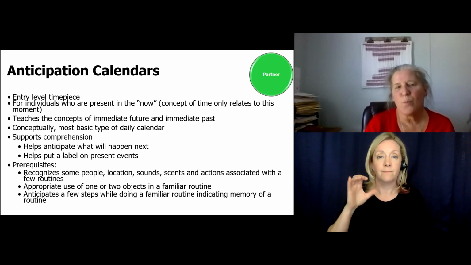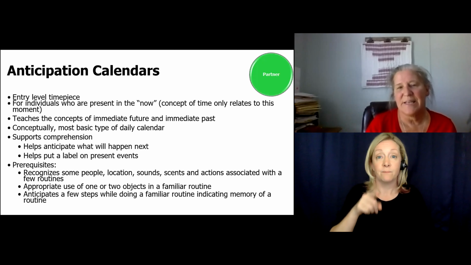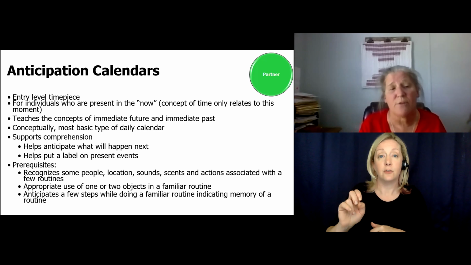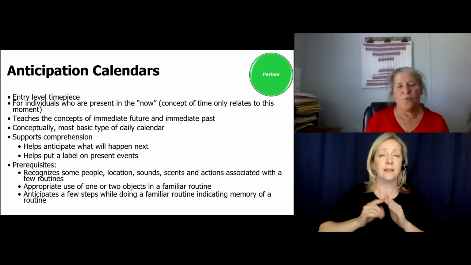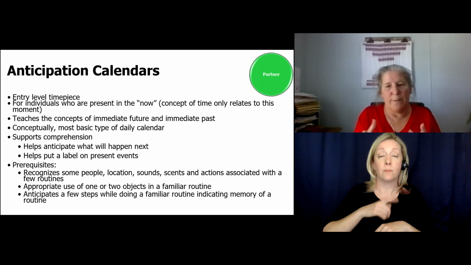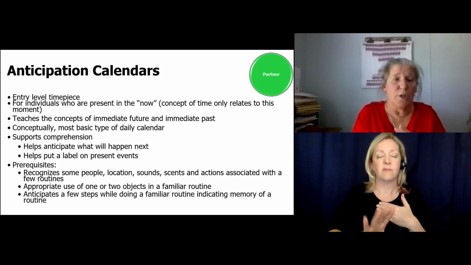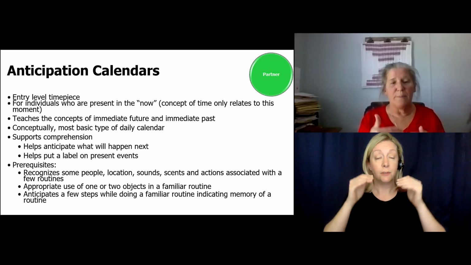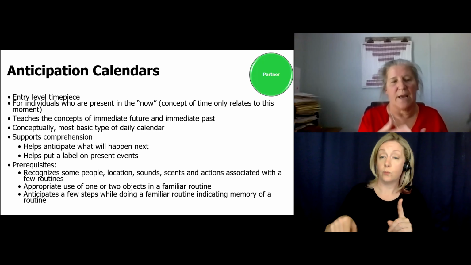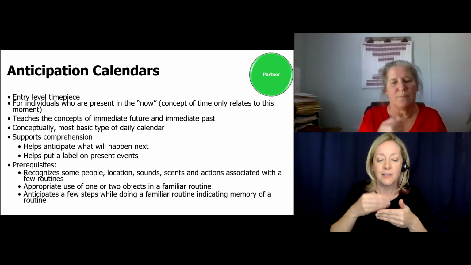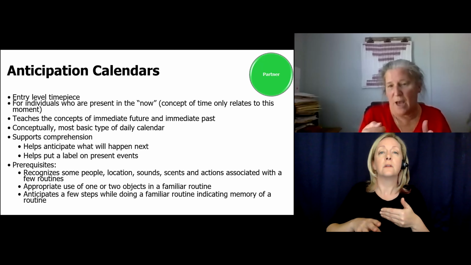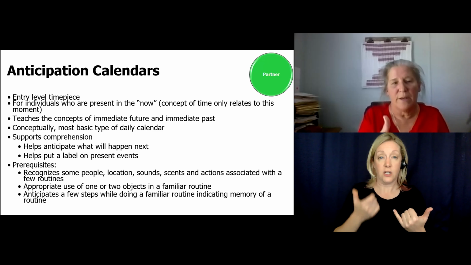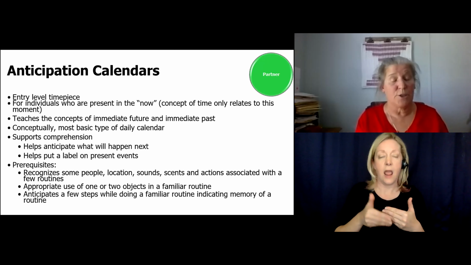All right. So here's where we would start using those anticipation calendars. And that's just a real entry level timepiece. And it's for the here and now. We're going to be whatever it is. And usually when I do anticipation calendars, that's when I want them to know what's going to happen next. I'm going to teach them the concepts of the immediate future and the immediate past. This is the here and now, where we're going to use that anticipation calendar.